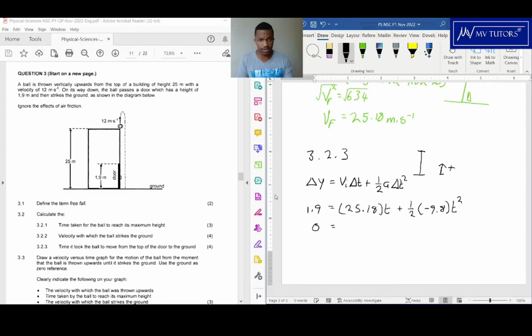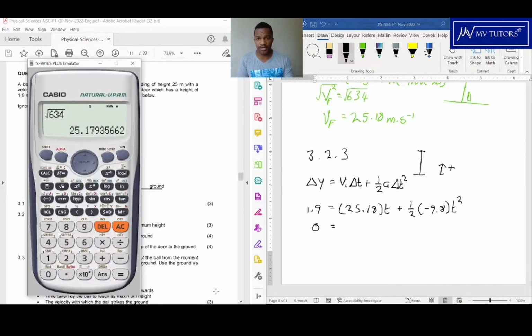So what I'm going to do is just put the numbers there. Let's start with this one. What's a half? 9.8 divided by 2. That gives me 4.9 t squared, and it's negative, plus 25.18 t minus 1.9. So what I'm going to do now is just put this into the quadratic formula.